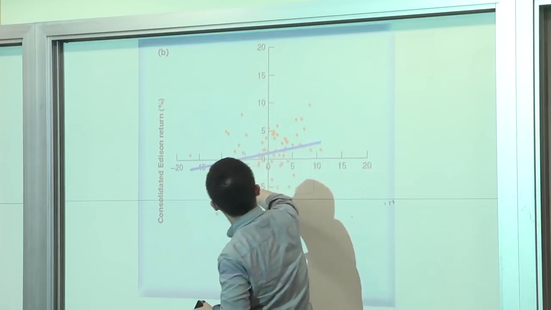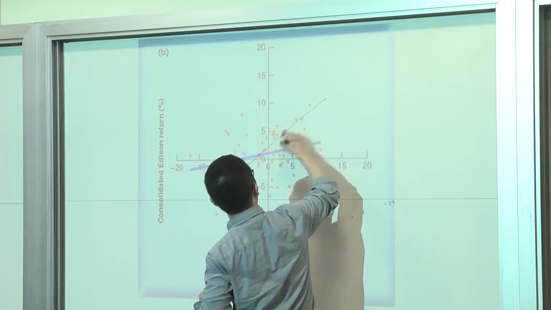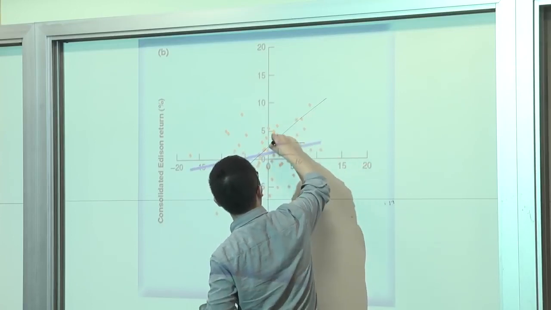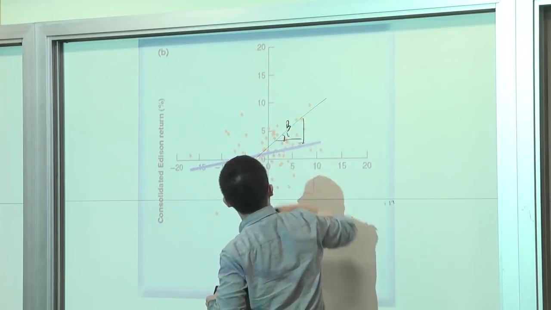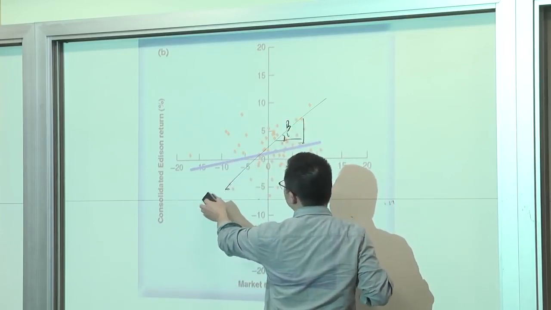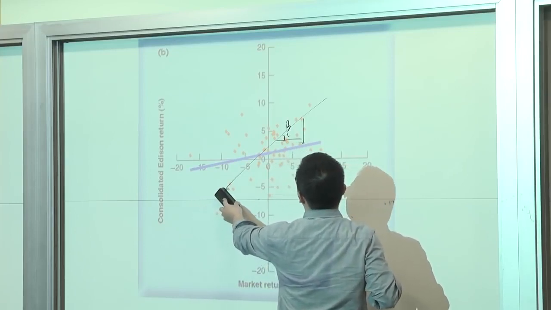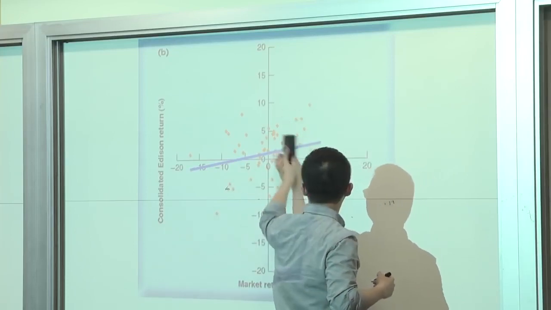Say the fitted line is like this. So the slope of that line is the beta, the sensitivity of this specific stock's return to the market return.